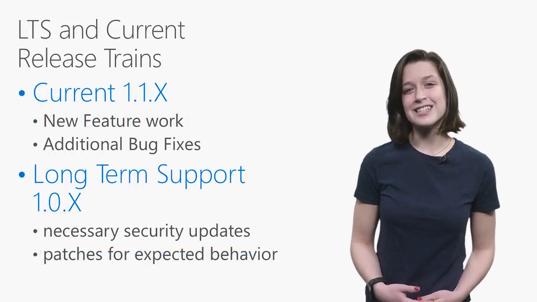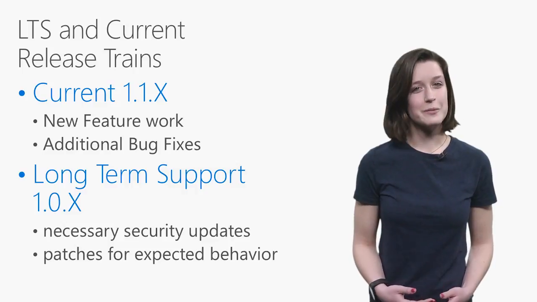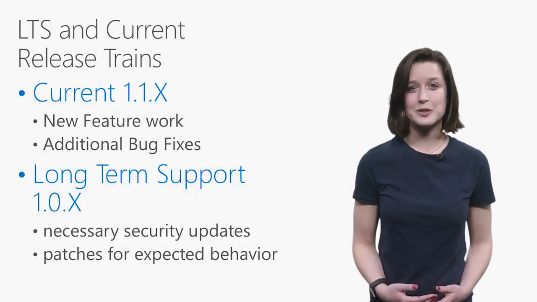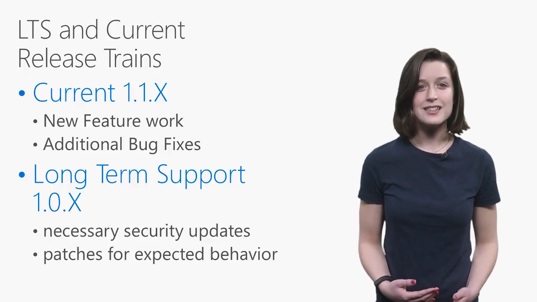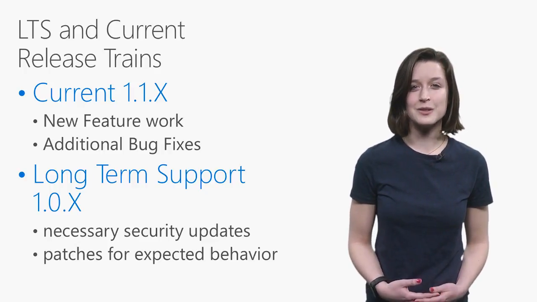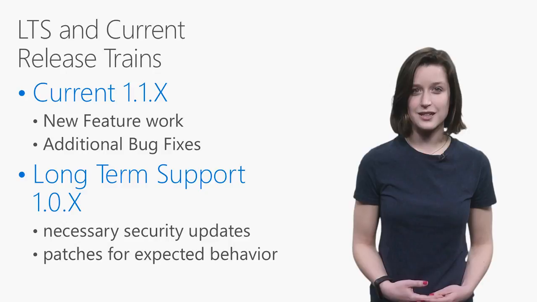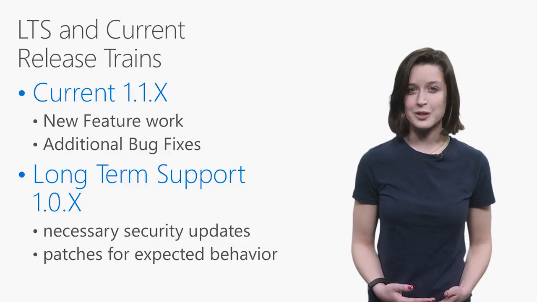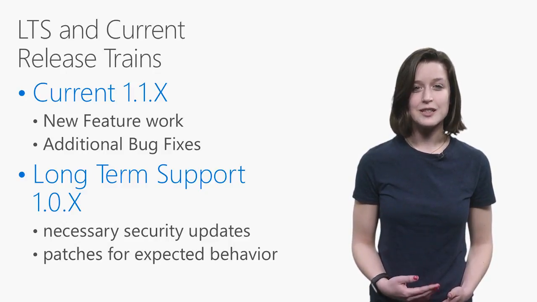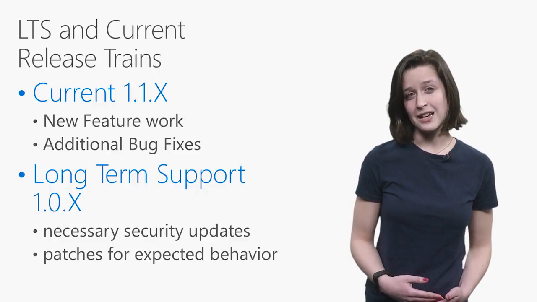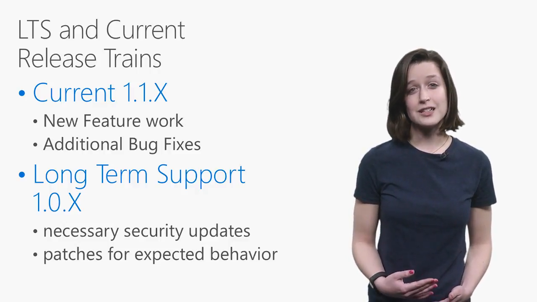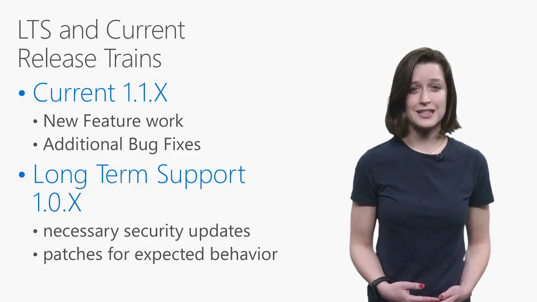Now let's talk about LTS and current release trains. If you've been following our blog and release schedule, you may already be familiar with the release train concept we've introduced. This concept of release trains is used in a lot of open source projects. All the new exciting feature work is done in the current branch. This branch gets the most bug fixes and developer attention.